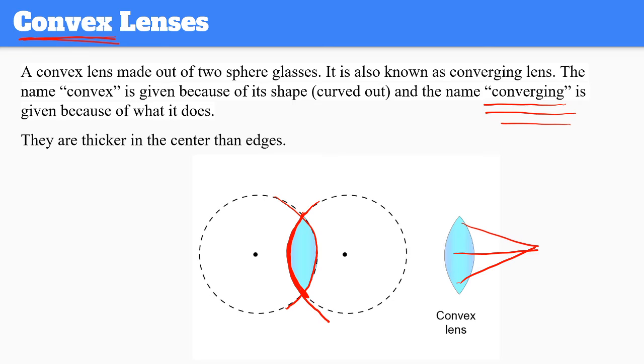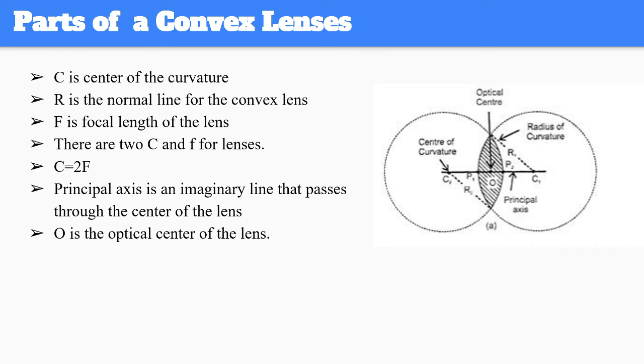So what makes it a convex lens? This is basically the rule: they are thicker in the center than at the edges. You see the edge, the top is basically thin, and the center is thick, so that's what makes it a convex lens.